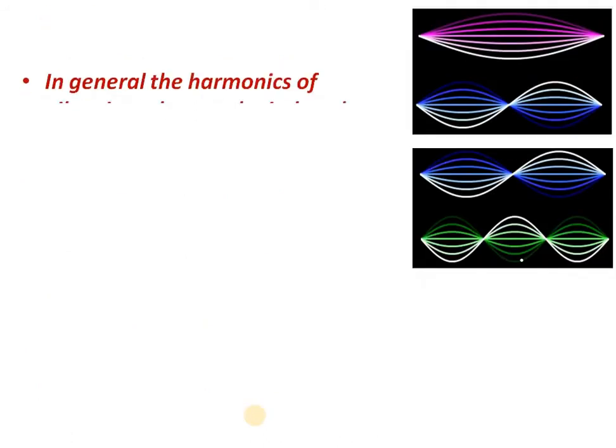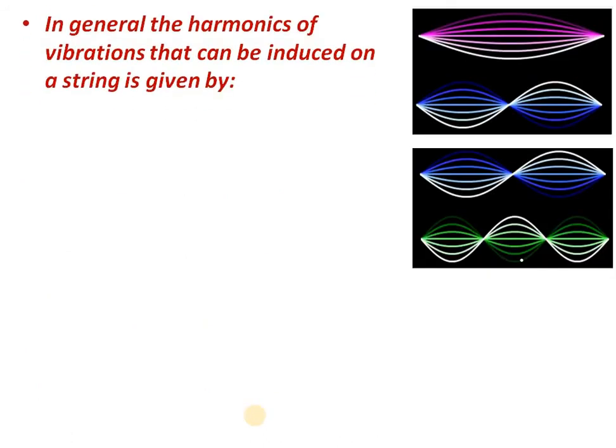That we already discussed. In general, the harmonics of vibration that can be excited on a string are given by Fn equals n into V by 2L. We have already explained this thoroughly. So any harmonic frequency that can be excited on a string is n into V by 2L. What is V there? V is the velocity of the wave along the string.